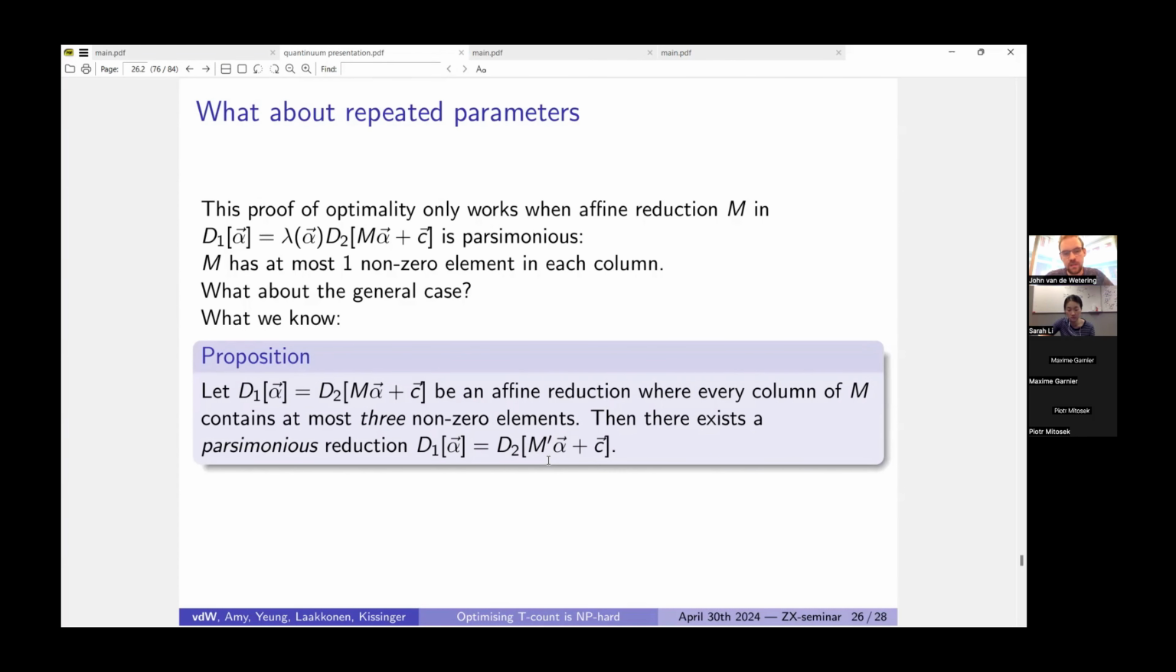Now I expect that this should also hold when you increase the amount of elements allowed in each column. But the proof we use to go up to 3 elements doesn't generalize. So that's kind of a problem. And this proof is already quite complicated. So it would be a nice project for someone to work on. But we tried very hard and we couldn't make it work. So we expect that it should hold for any M, but we don't know.